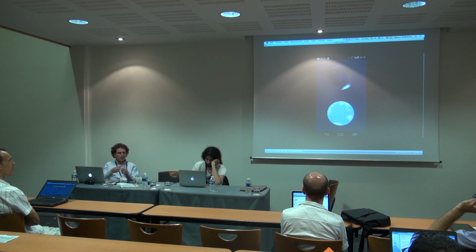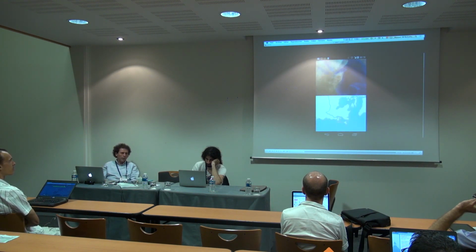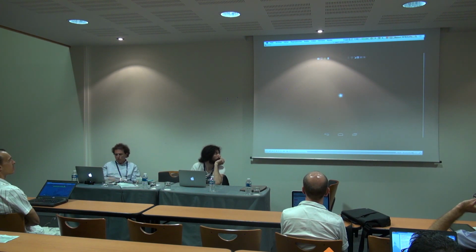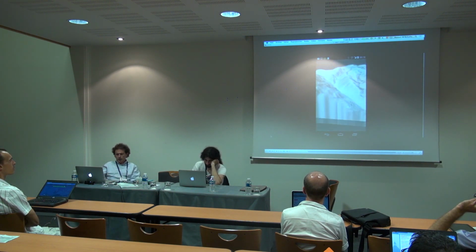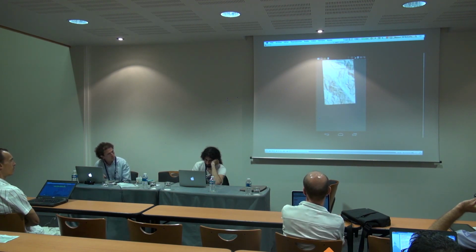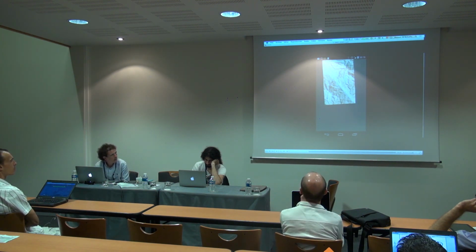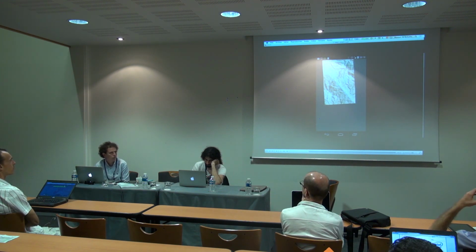This example has two blocks together. This works on Android, and you can have it on your screen. This is a scenario model. We have a digital terrain model and another raster layer. This example can be done with 10 lines of code, more or less.